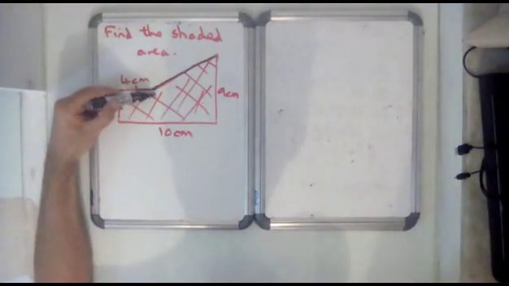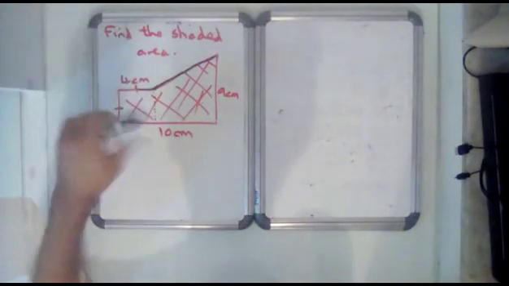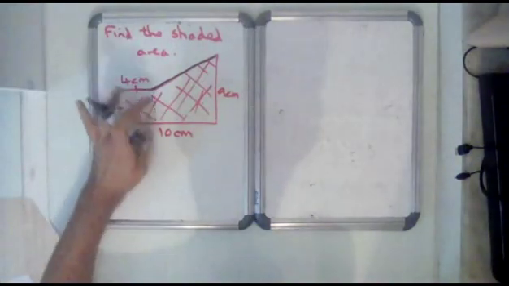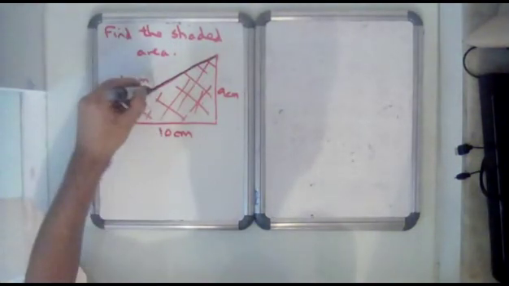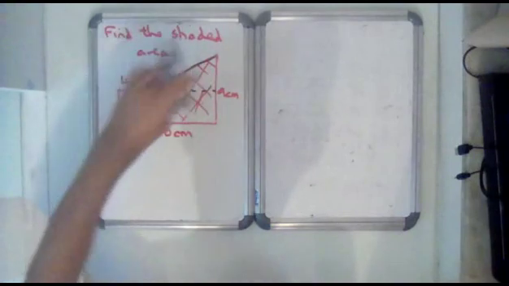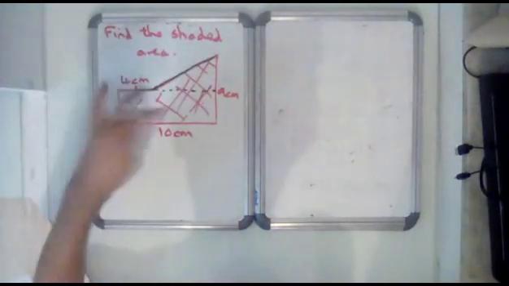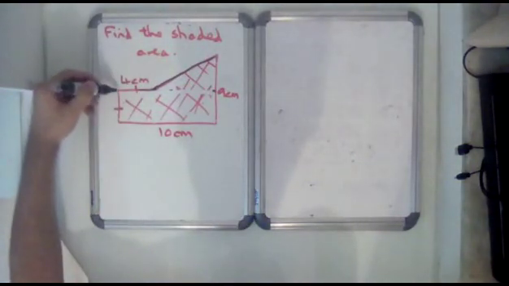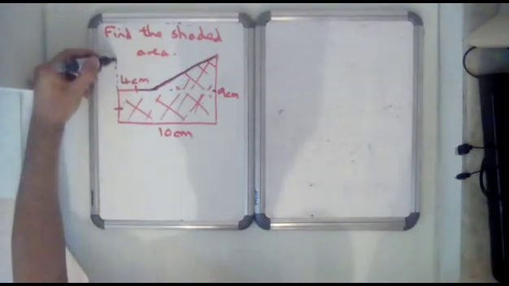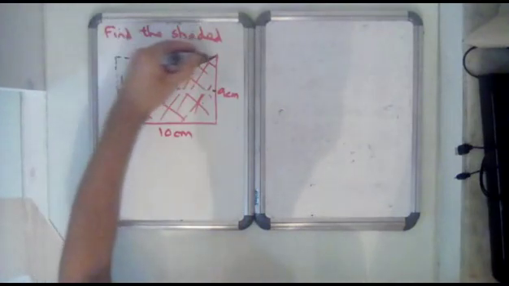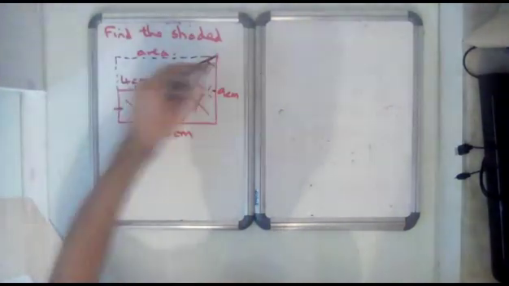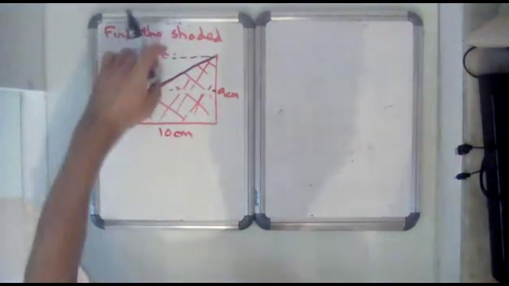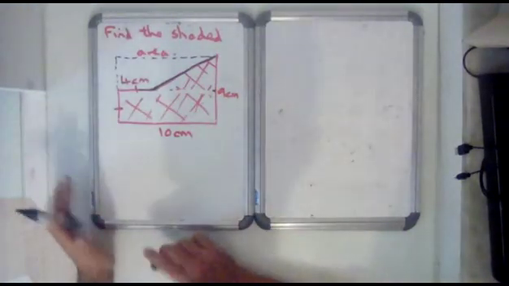You could draw a line like this and work out the area of this and the area of this and add them together. You could draw a line like this and work out the area of that and this, and add them together. Or the third option, which is sometimes a good one, probably not this one, you could draw something like this and complete the rectangle. You can work out the area of the whole rectangle and work out this area that's missing and subtract.